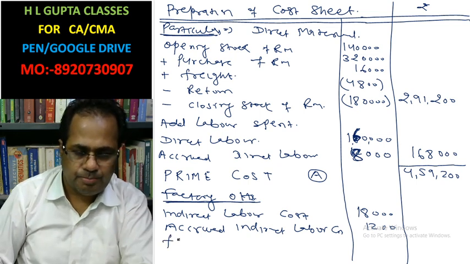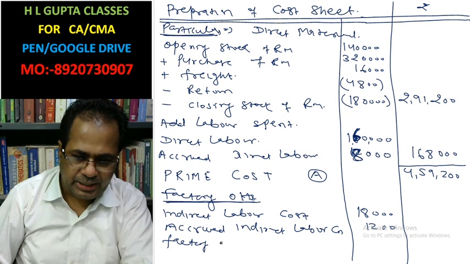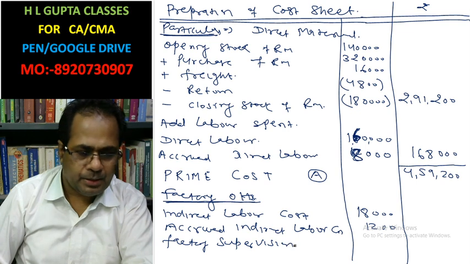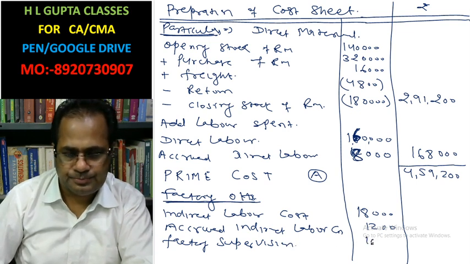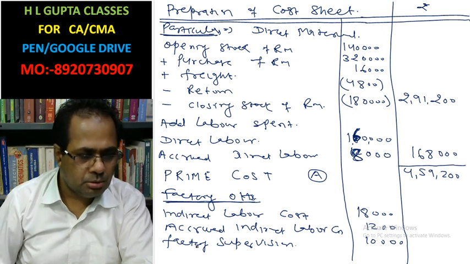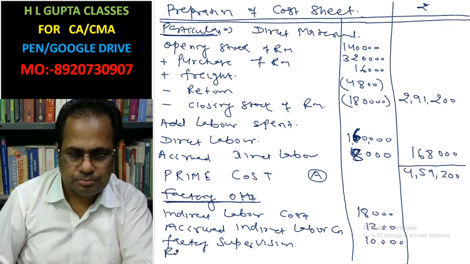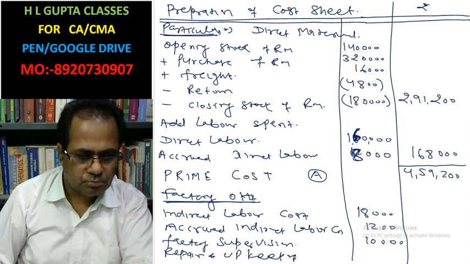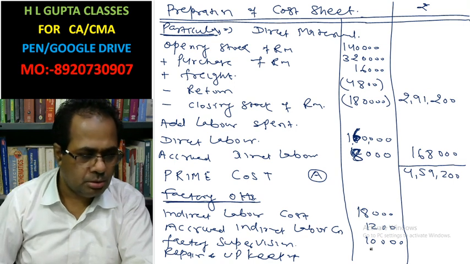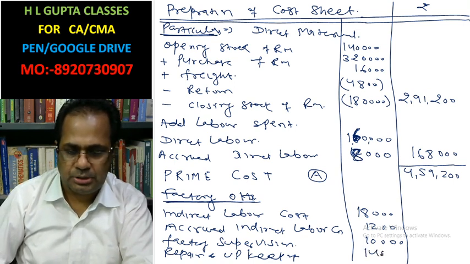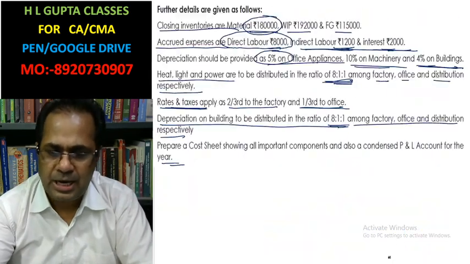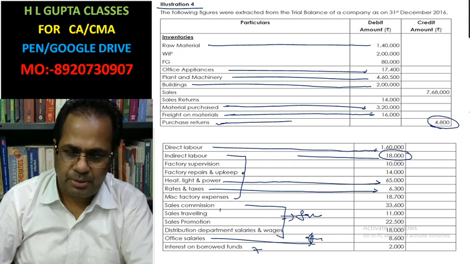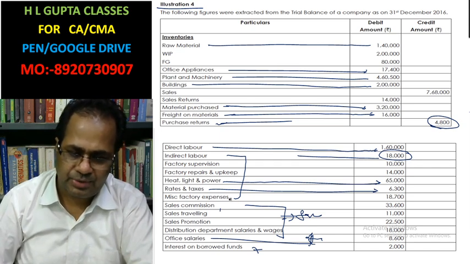Factory supervision, this is given 10,000. Repair and upkeeping 14,000. These all informations are given here. Look at here. Factory supervision, factory repairs and upkeeping 14,000. Heat, light and power, rates and miscellaneous factory expenses.